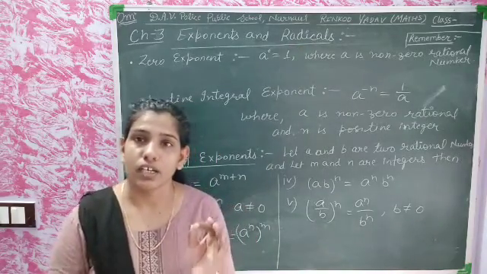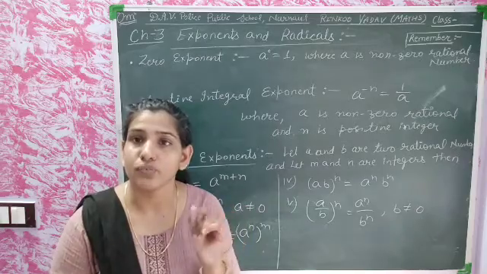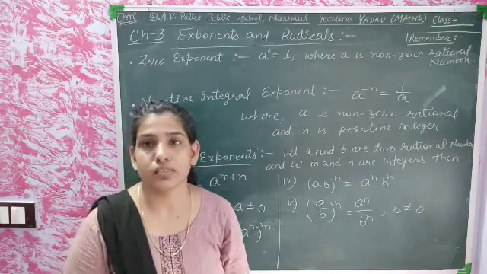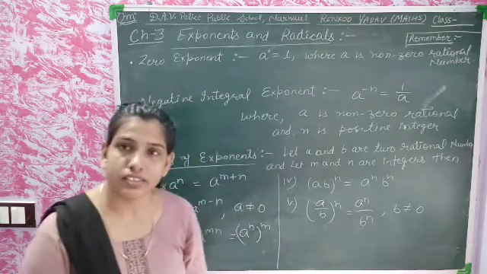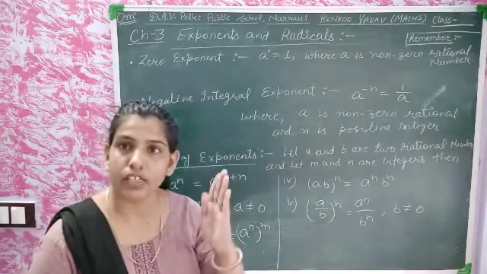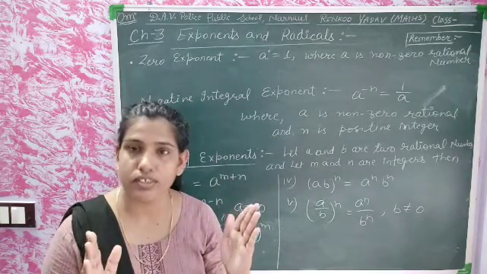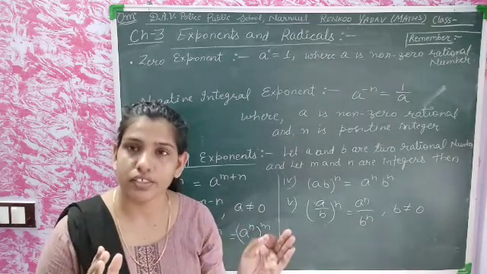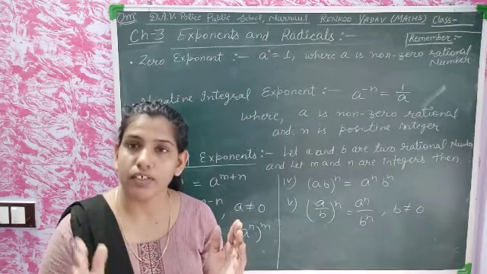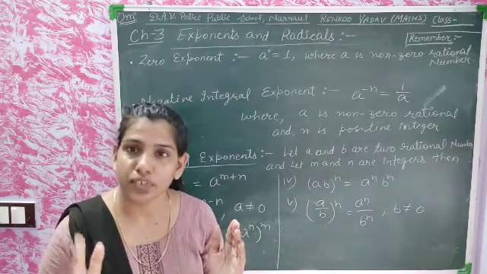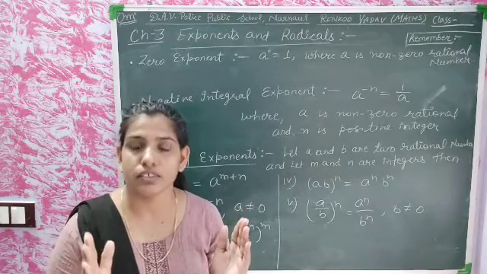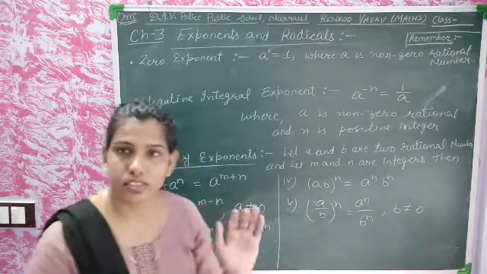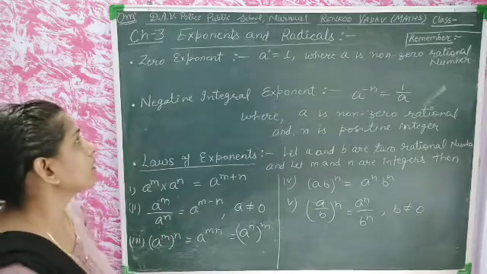For radicals, if the power is in fraction form, then this power is called a radical. Is this clear students? What is the difference between exponents and radicals? Exponents are powers as natural numbers or integers, but if the power is in fraction form, then this power is called a radical, and this is called an exponent. Is this clear? Now we will discuss some points here.